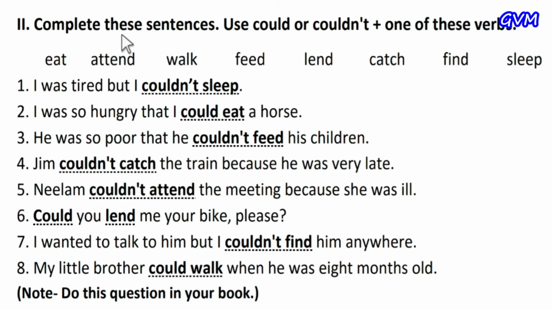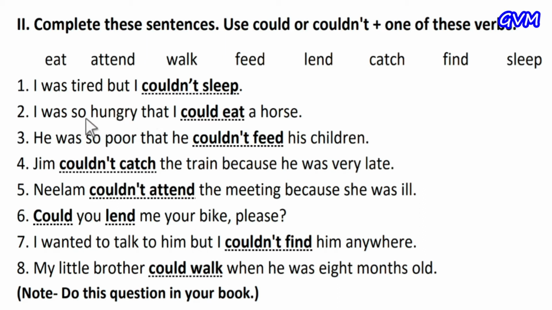Question number second. Complete these sentences using could or could not plus one of these verbs: eat, attend, walk, feed, land, catch, find, sleep. First one is I was tired but I dash, and the correct answer is couldn't. We use could to denote the past of can, like he could lift the box, and we use it in possibility, like he could be at his office now. Third, in permission or request, like could I use your phone? Could you get me a glass of water?